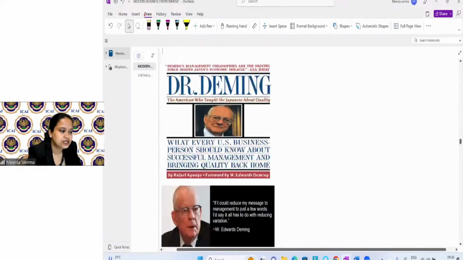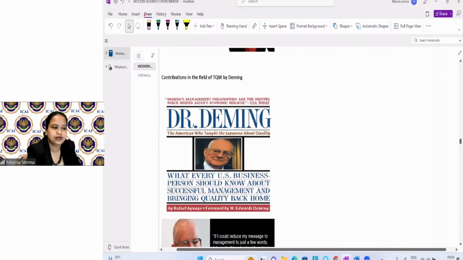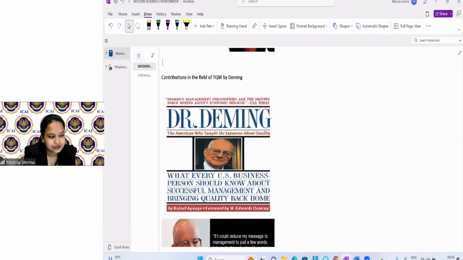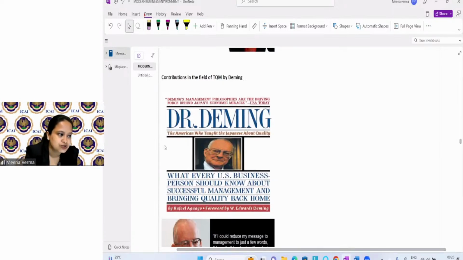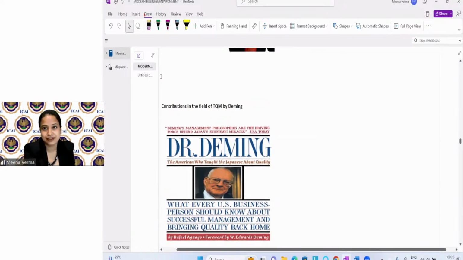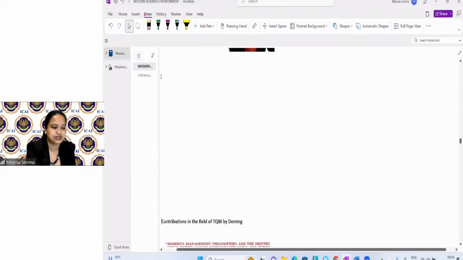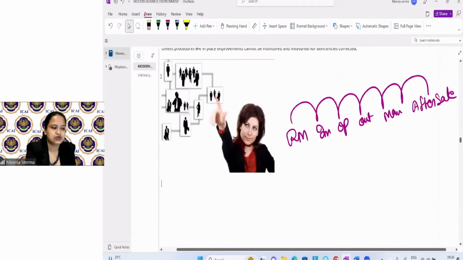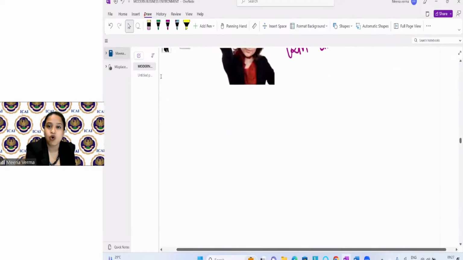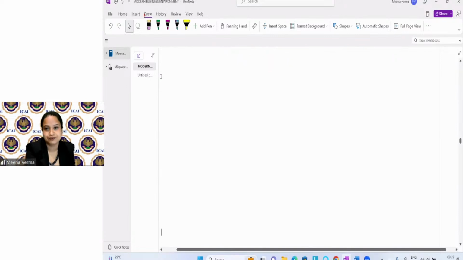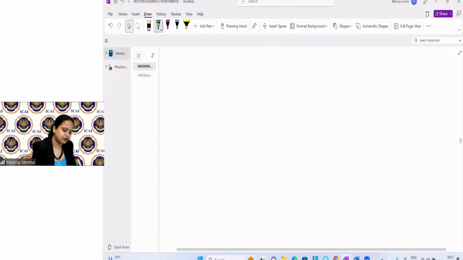Okay, now let's study the contribution in total quality management. Who has made the best contribution in total quality management? Achha, this is a very interesting story. Let me narrate the story here. This is a very interesting story. So actually this quality revolution all started from Japan. This quality revolution all started with the country Japan.